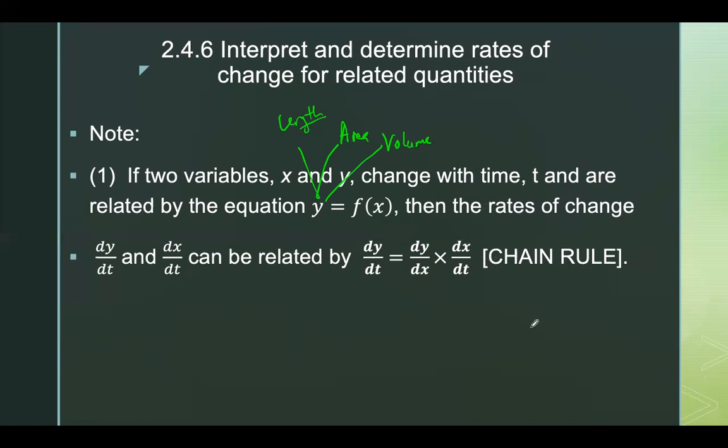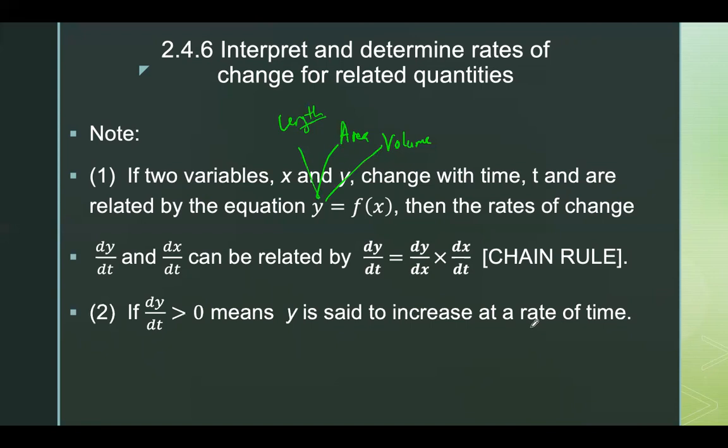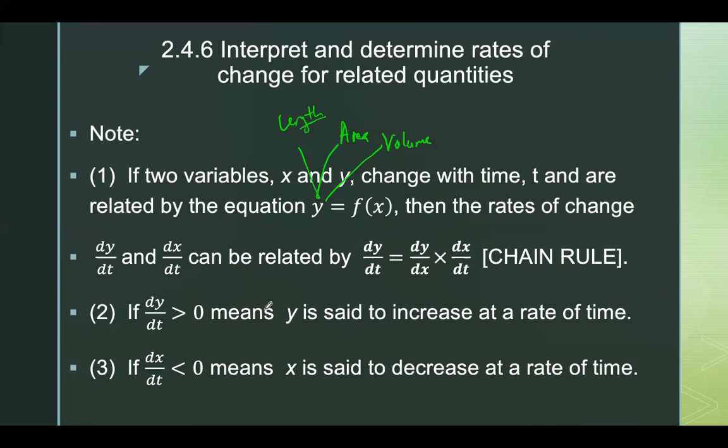What's the meaning? If dy/dt is greater than 0, it means y is set to increase with time. Of course, greater than 0 means increasing. If dx/dt is less than 0, it means x is set to decrease with time. Therefore, if dy/dt is less than 0, then y decreases, or if dx/dt is greater than 0, then x increases with time.